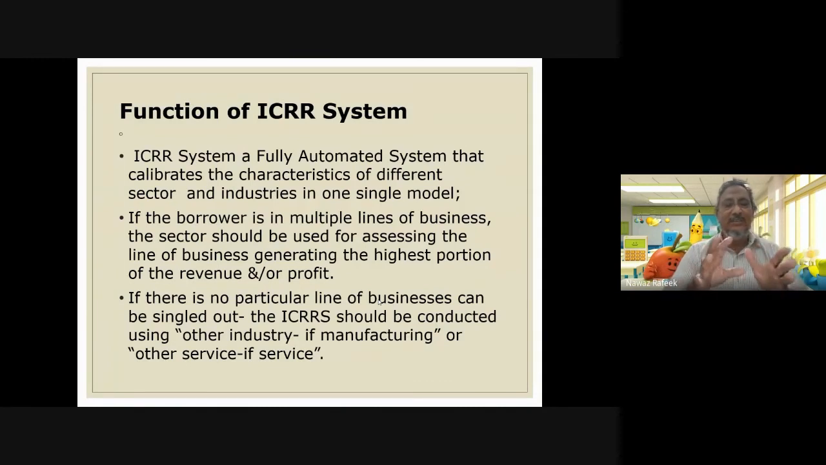So using the system, a model can be developed in the automated system for the ICRS system, which will be helpful to give a rating to our customers.